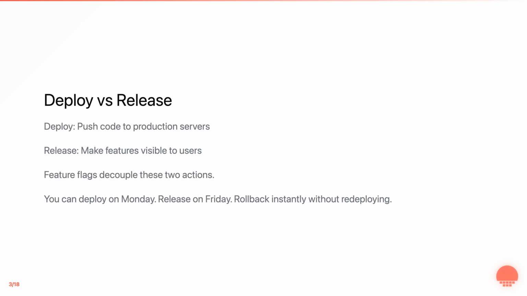Let's make this concrete. Deploy means moving code to production servers. It's just sitting there. Release is when you expose functionality to users. Feature flags split these apart. Code lands Monday, sits dormant behind a flag, and you release it Friday after running integration tests and internal validation. Something goes wrong? Flip the flag off. No emergency deployment, no panicked git revert, no coordination nightmare. Just an instant rollback without touching your deployment pipeline.